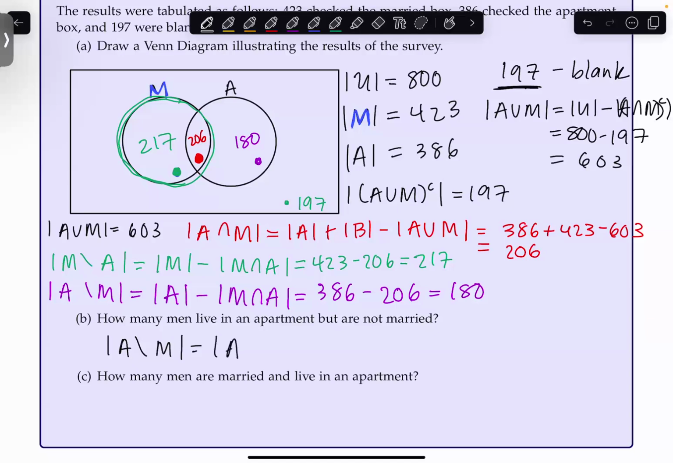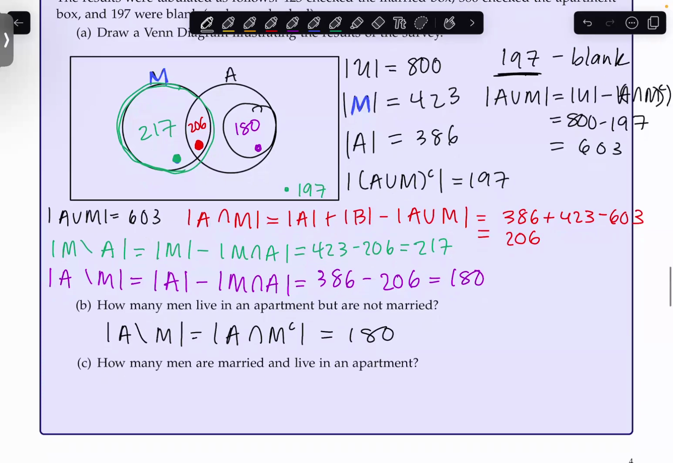Or I can think in A and not in M. These are the same thing. This is exactly this region here in purple. This is going to be my 180. There are exactly 180 men who live in an apartment but are not married.